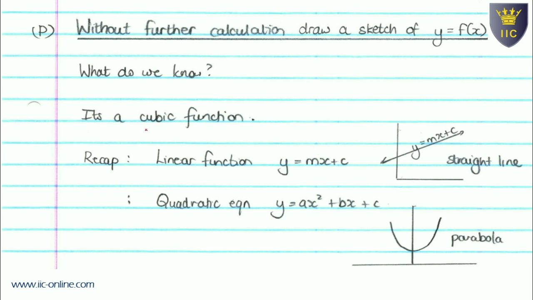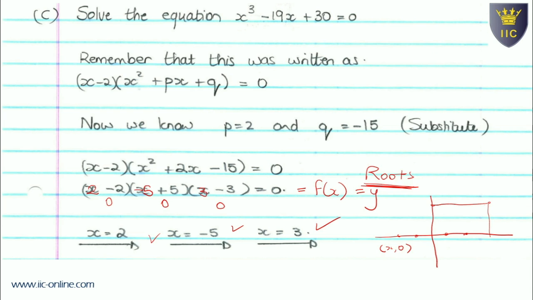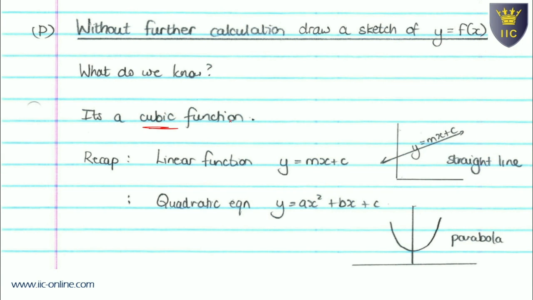We know it's a cubic function. How do we know it's a cubic function? Because the function begins with the value x cubed. The first value has the exponent 3. So we know it's a cubic function.